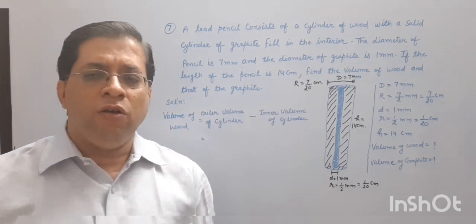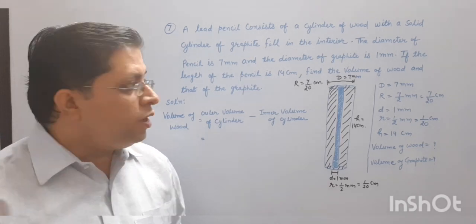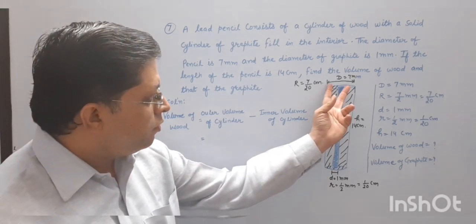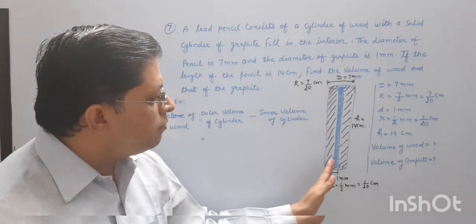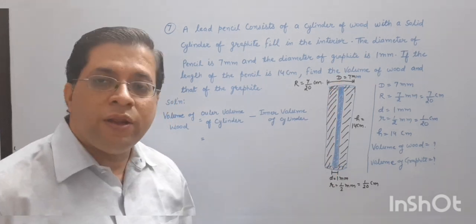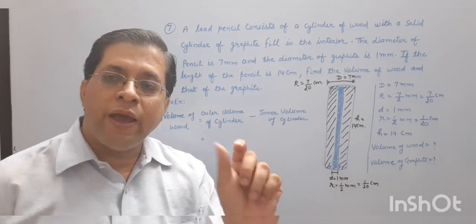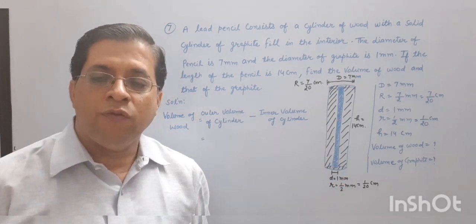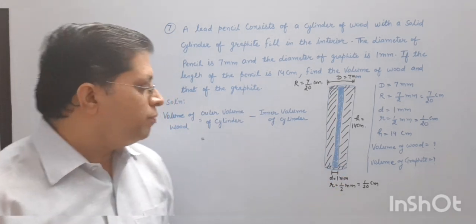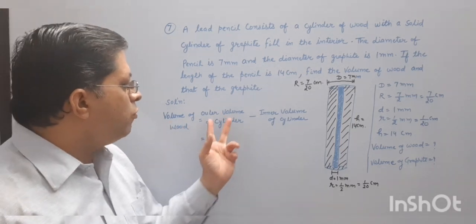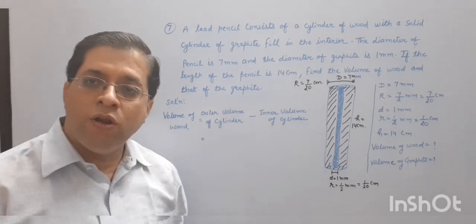In the second part, you have to find out the volume of wood. How can you get the volume of wood? See here. Outer volume of cylinder minus inner volume of cylinder. If you remove this graphite part, you can get easily the wooden part of the pencil. Okay, come on. Volume of wood will be outer volume of cylinder minus inner volume of cylinder.